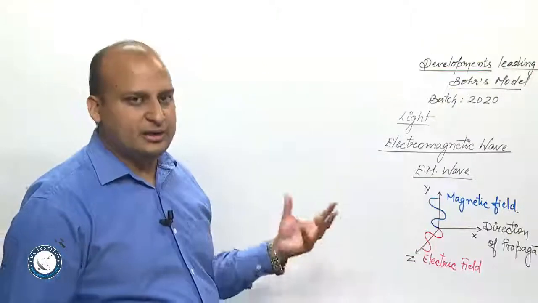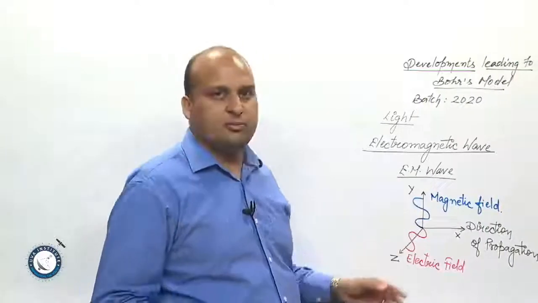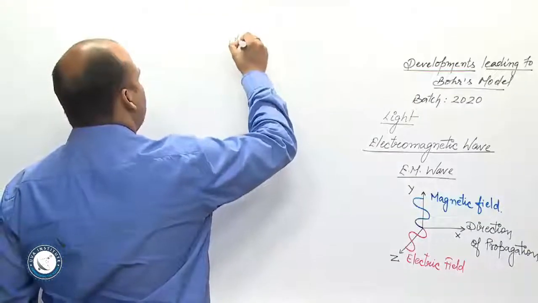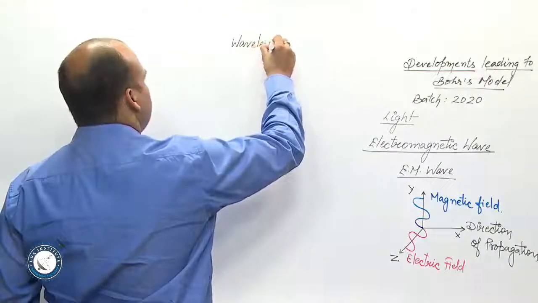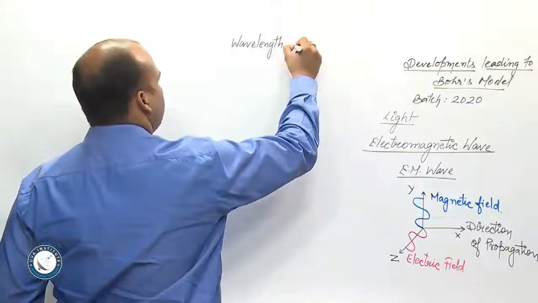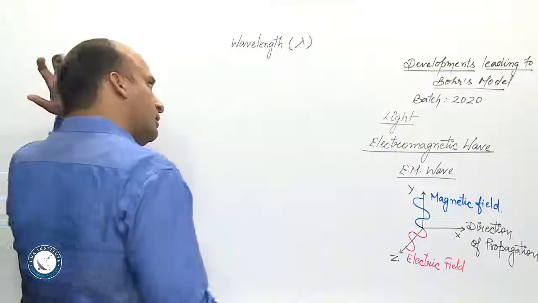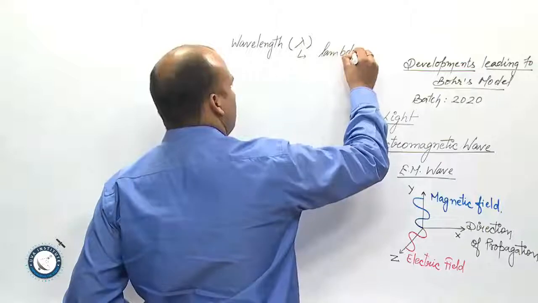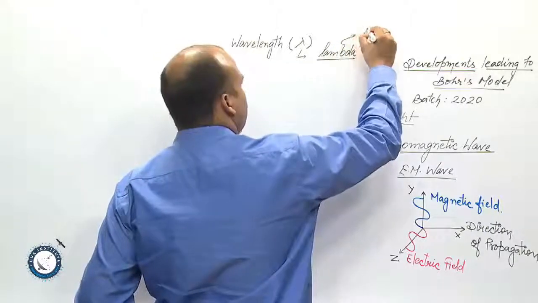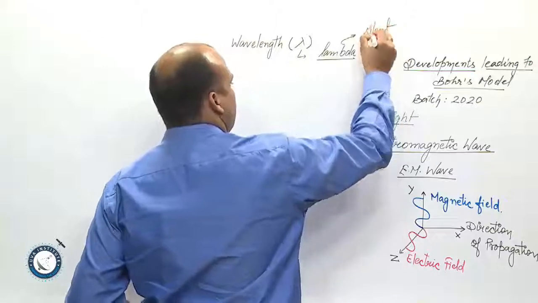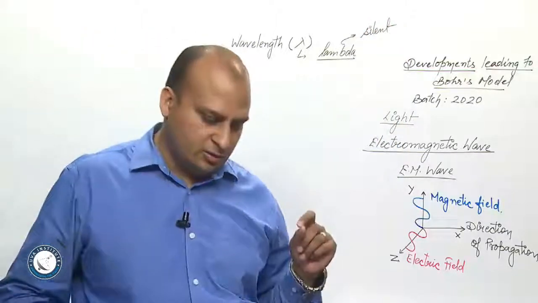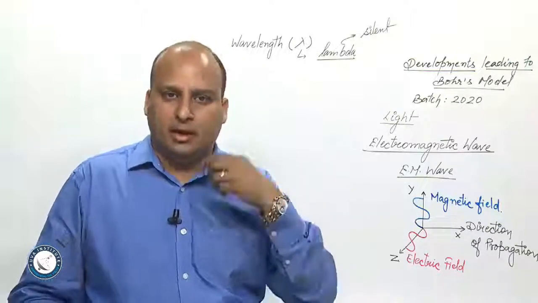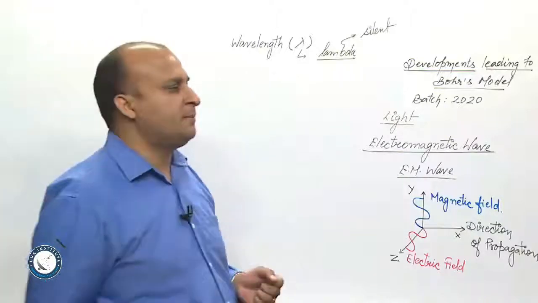Now, how do we identify the electromagnetic wave or differentiate it from others? You have two things. One is the wavelength. It is represented by lambda. The B is silent over here, a very slight sound comes. So you will call it lambda, and most of the times we say lambda only.